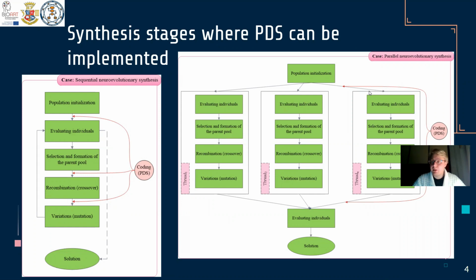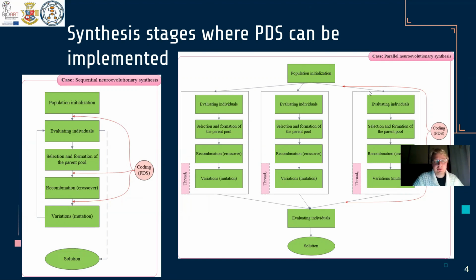So how can we implement the probabilistic data structure during neuroevolutionary synthesis? Usually we talk about two cases. The first case is sequential execution of neuroevolution, and the second case is parallel execution. In both cases, we usually have a very similar implementation: the coding of genetic information about the individuals in our population.